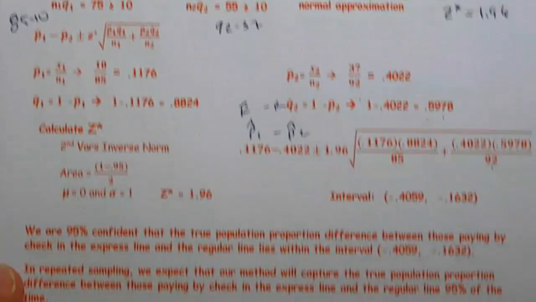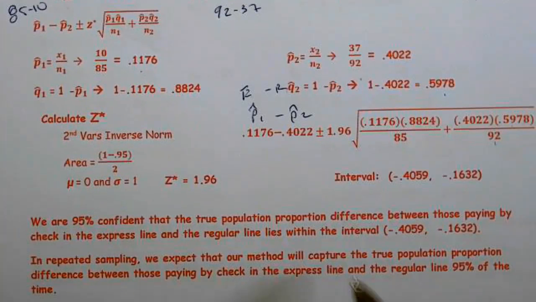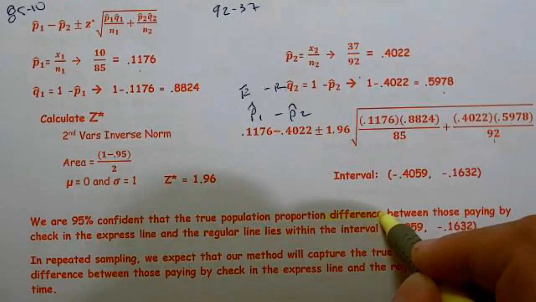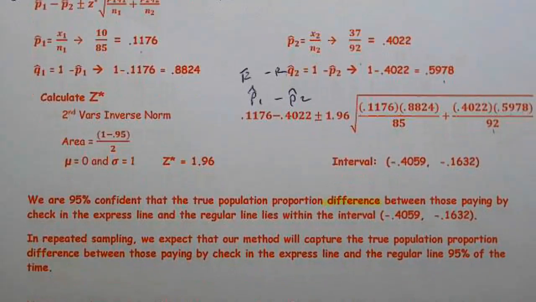So here's what we can say about this. We are 95% confident that the true population proportion difference between paying by check in the express and the regular lines lies in this interval. In repeated sampling, we expect that our method will capture the true population proportion difference between paying by check in express and regular line 95% of the time.